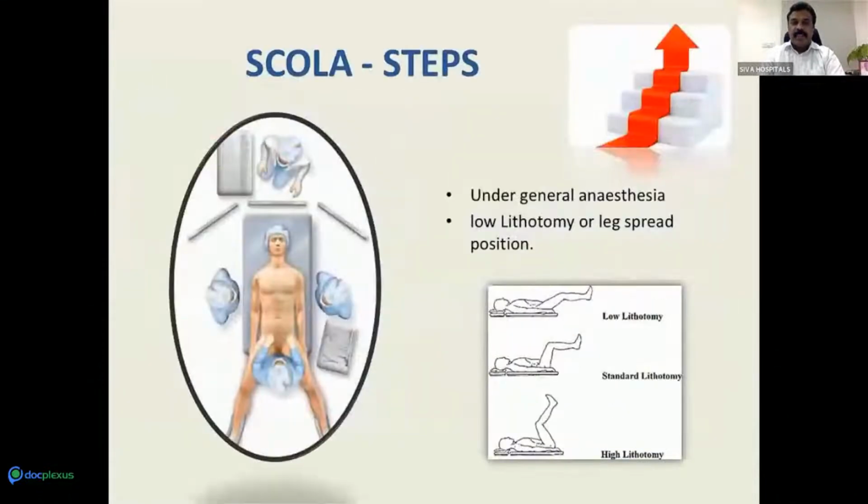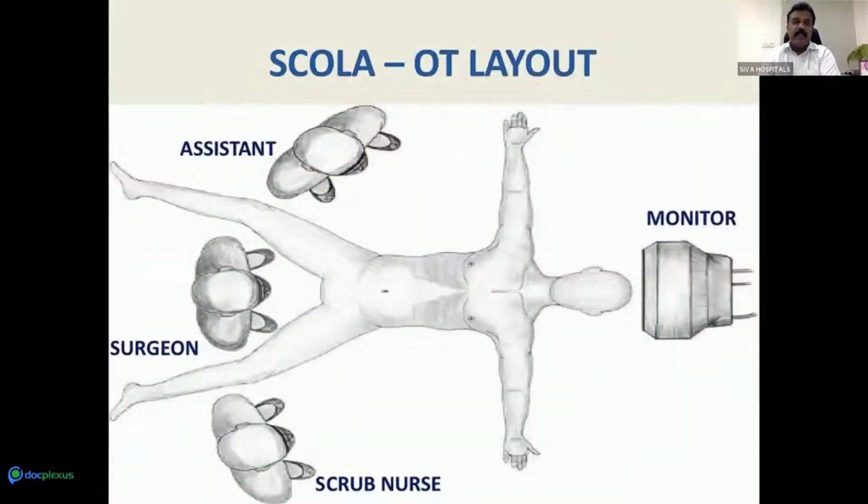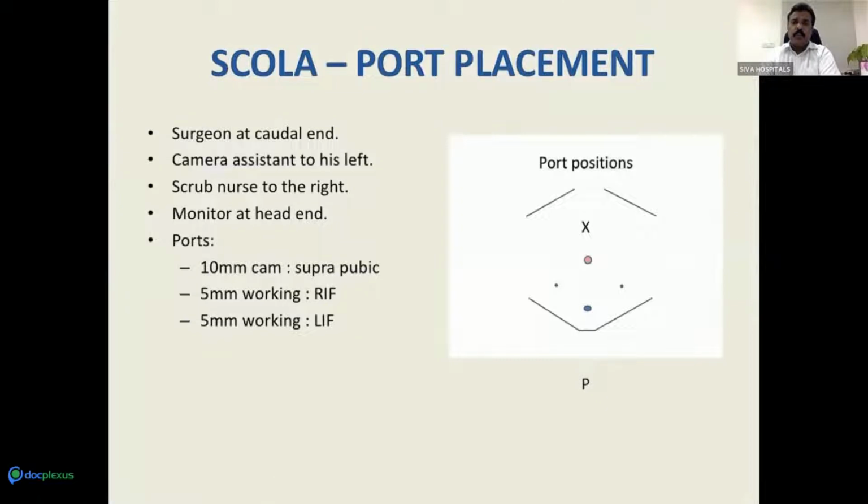Here, what we are going to do in the steps: first, the position of the surgeon is in between the legs, and the camera person will be standing to the left of the surgeon and to the right of the surgeon is a scrub nurse. And the position of the legs: low lithotomy or leg spread position will be very good. So this is the theatre setup, and the port position: first port is a 10 mm port in the supraumbilical region, and 5 mm ports on both the right iliac fossa and left iliac fossa and the paramedian line.